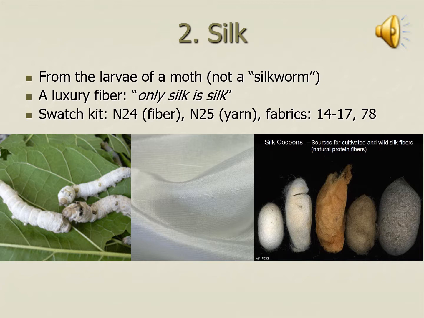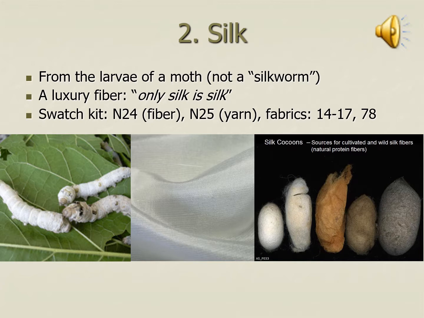The next natural protein fiber we're going to talk about is silk. And a lot of times you'll hear people refer to silk coming from a silkworm, but it's actually a moth, and specifically the larva of the moth. So that's the animal that we pull silk from. And in your swatch kit, N24 is an example of the silk fiber, and right next to it, N25, you can see the silk yarn that's made from the fiber.